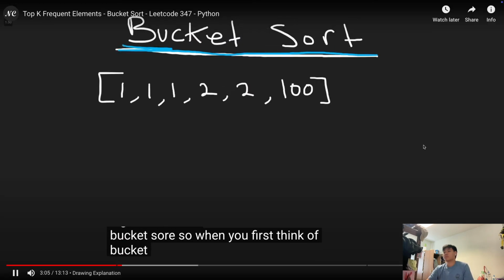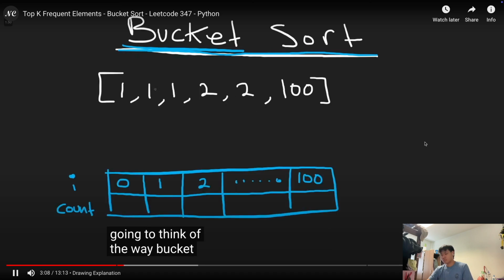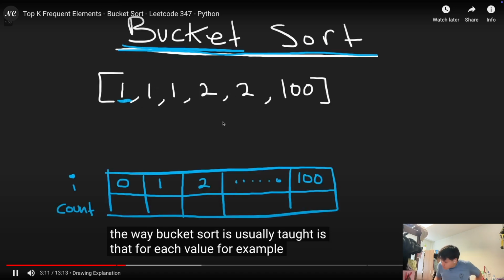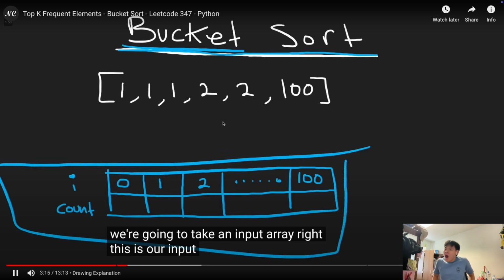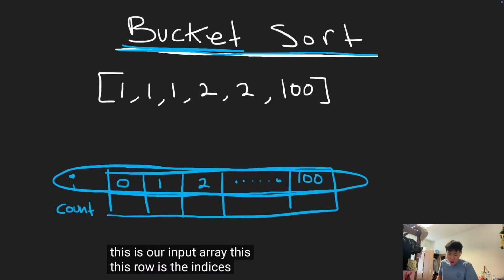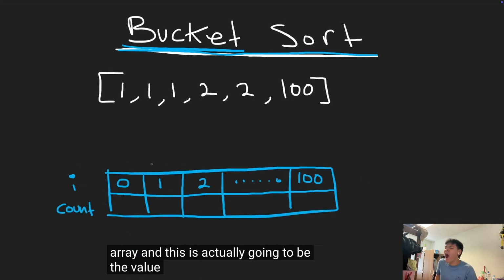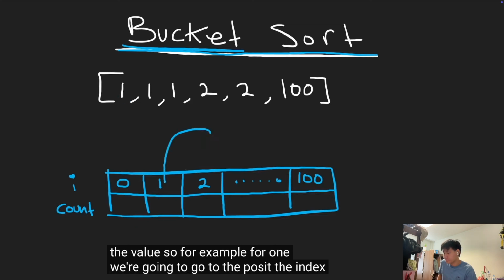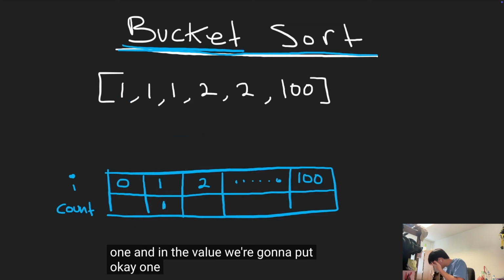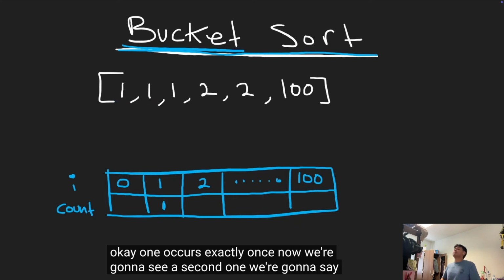So when you first think of bucket sort, this is probably what you're going to think of. The way bucket sort is usually taught is that we take an input array. This row is the indices, the index of the array, and this is actually going to be the value. So for example, for 1, we're going to go to the index 1, and in the value, we're going to put, okay, 1 occurs exactly once. Now we're going to see a second one, we're going to say 1 occurs twice.